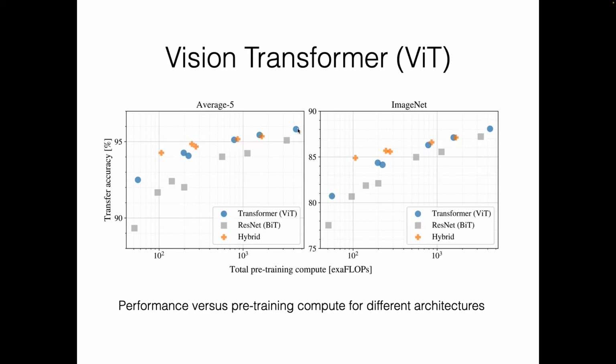I forgot exactly what they did, but the general idea was they took elements of the ResNet and some elements of the transformer, I believe. But I would have to go back and look.